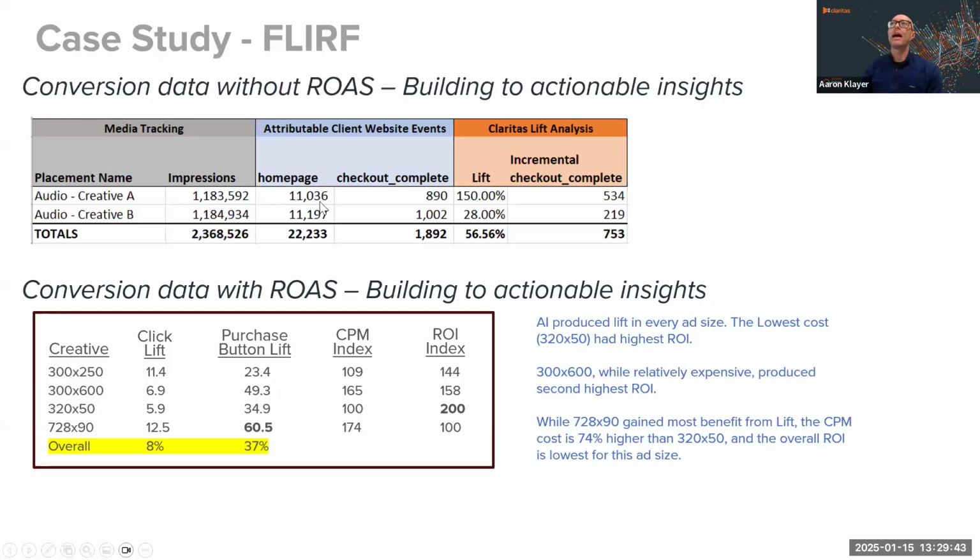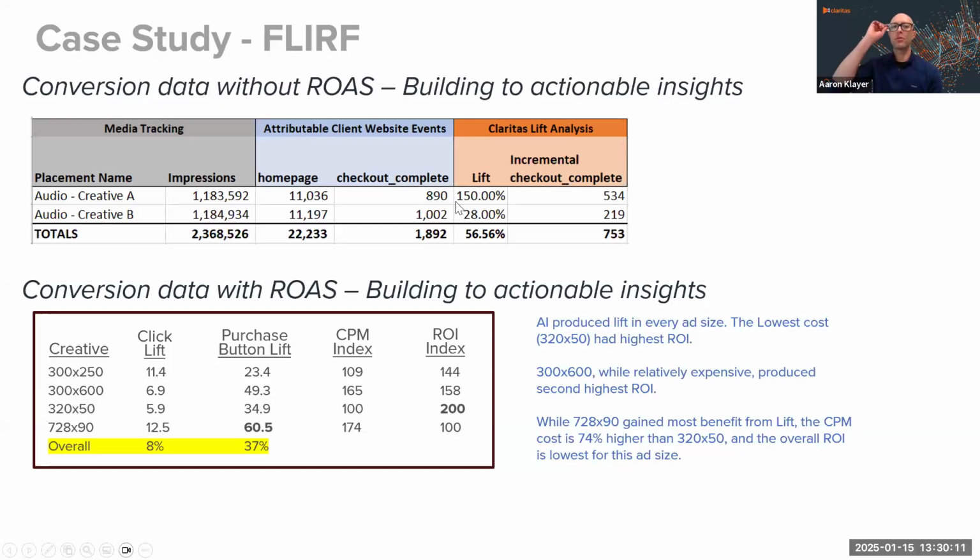And then we see that the events on this advertiser's website that are attributed to those impressions are roughly the same as far as visits. And then we get down to checkout complete. We see that creative B outperformed creative A in attributable conversions, 1,000 compared to 890. So if you were to stop just at attribution, you may conclude that creative B is outperforming creative A.